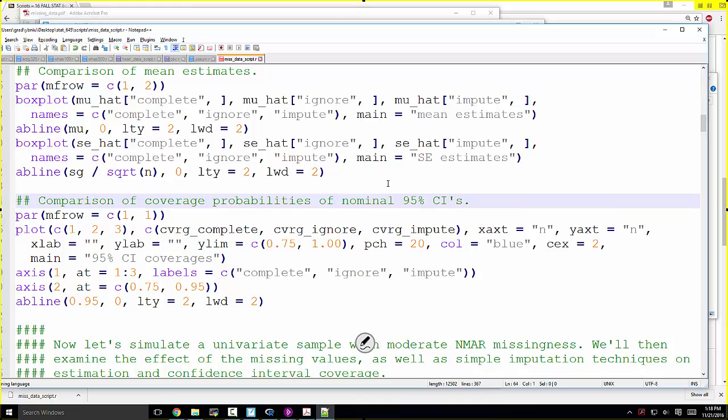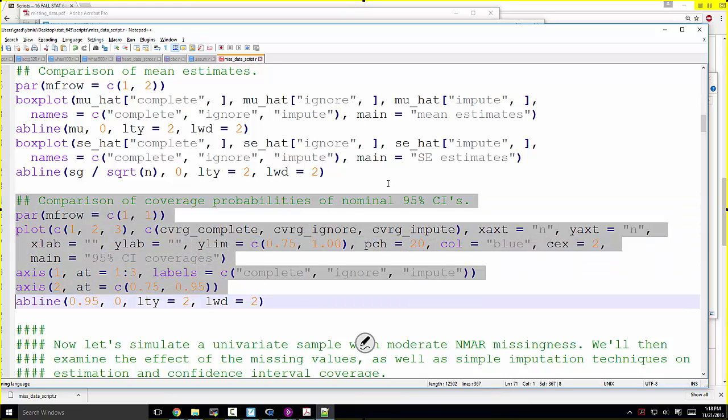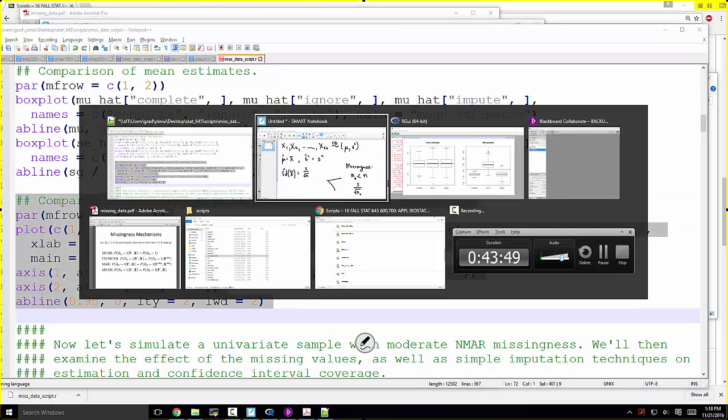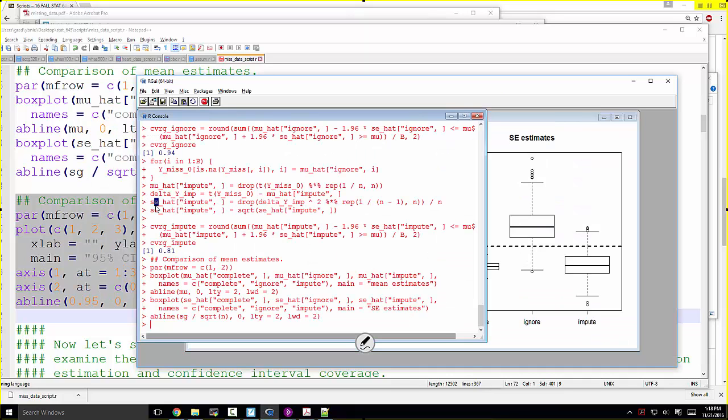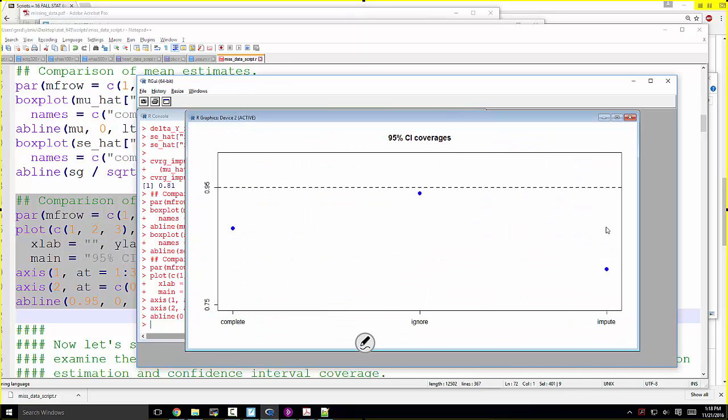Here is a comparison of the coverage probabilities. We've already looked at this, but I'll make the picture since I already have the code for it. It's not a very useful picture. So I expect both complete and ignore to be close to 0.95. Complete is a little further away than I expect. But definitely the imputation result is low.